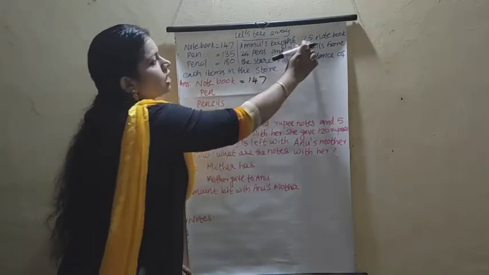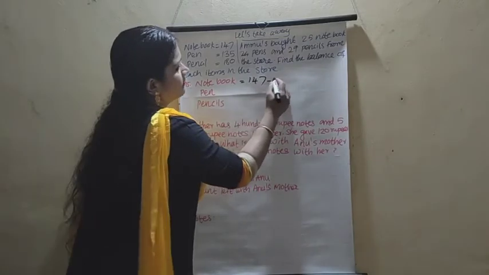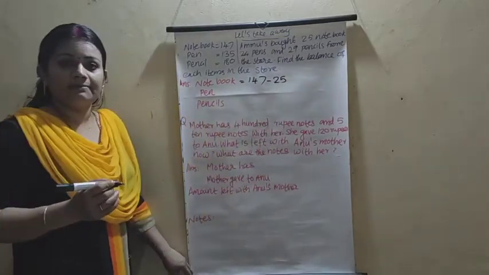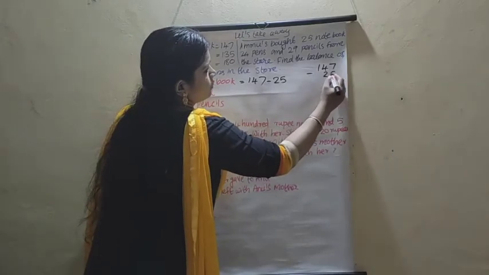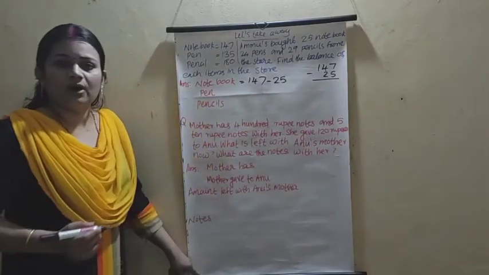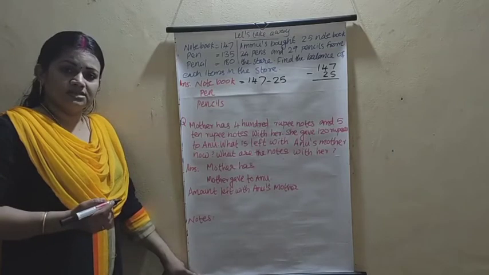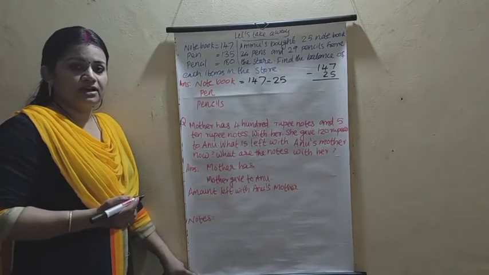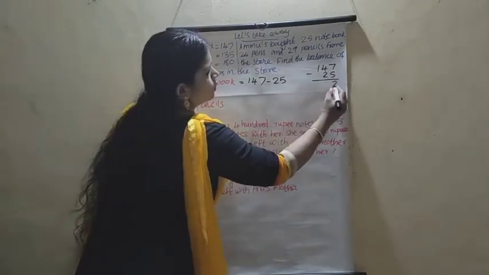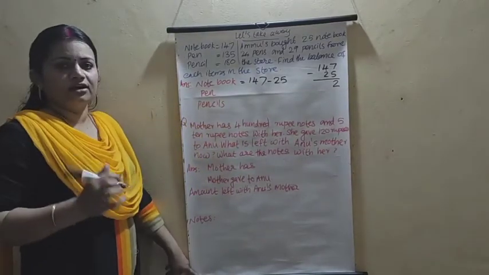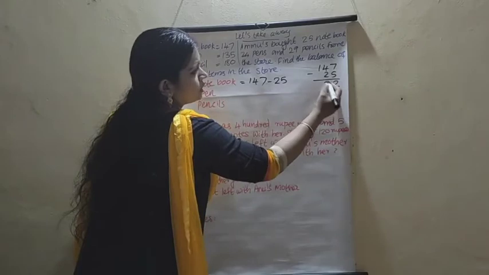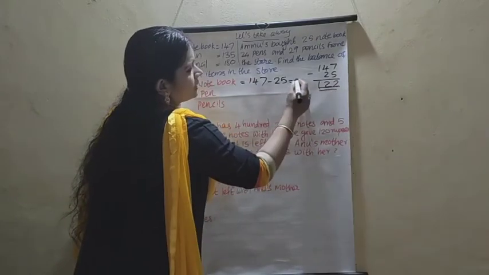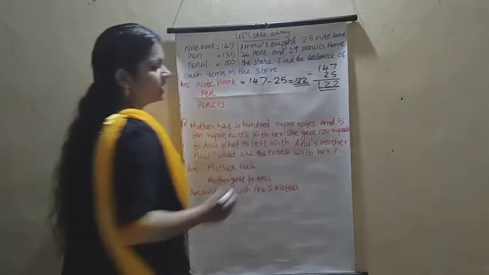147. Anu bought how many notebooks? 25. Then 147 minus 25. 7 minus 5. All of you take 7 fingers in your hand. Close the 5 fingers. What will we get? 2. Again take 4 fingers, then close the 2 fingers. 4 minus 2. What is the answer? 2. 1 is written down. Then the answer is 122.